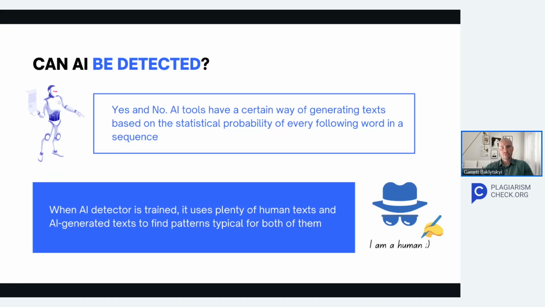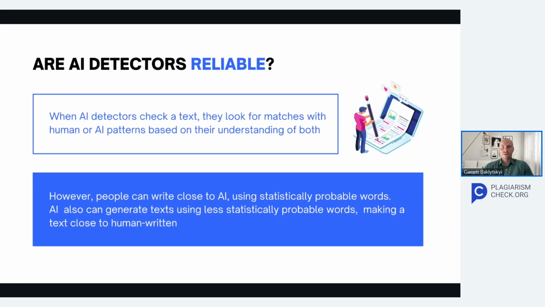When an AI detector is trained and you ask it to check a text for you, it will compare statistical probability for every word in the text that you submit to statistical probability that is typical for AI generated text. And if there is a match, it will flag it as potentially AI generated. Are AI detectors reliable? If we expect that AI detectors will tell us if the text was AI generated, then no, they are not reliable because they simply do not know for sure if the text was AI generated.